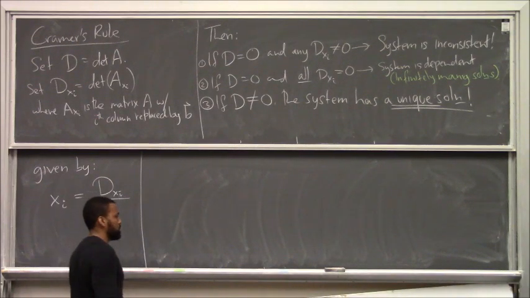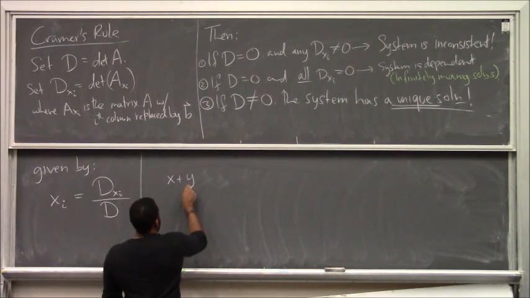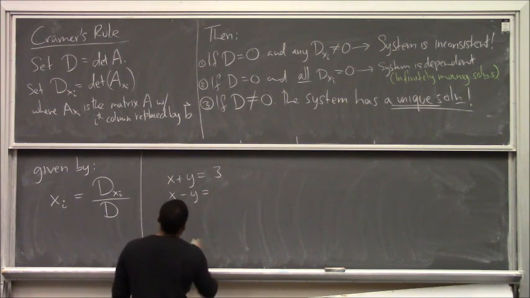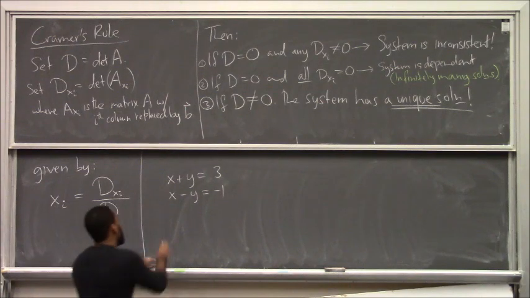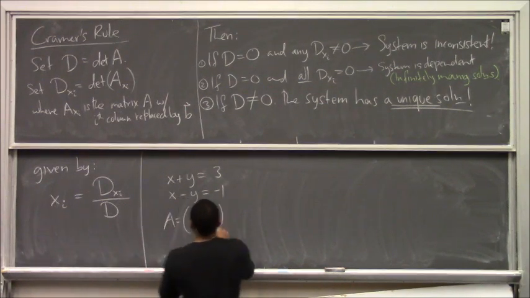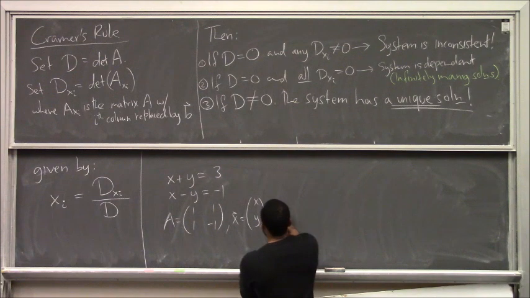Is it important for me to give an example? I don't know. Let's do an example. x plus y equals 3, x minus y equals minus 1. Here's what you would have. Your A would be 1, 1, 1, minus 1. Your x would be x, y. Your b would be 3, minus 1.